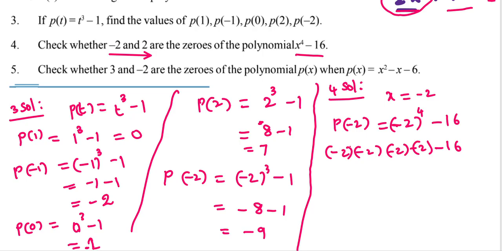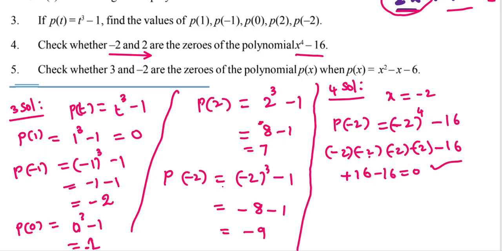Minus into minus is plus, plus into minus is minus, again minus into minus is plus: 2 twos are 4, 4 twos are 8, 8 twos are 16. So 16 minus 16 is 0. So it is a zero of the polynomial. It is correct, a zero of the polynomial.